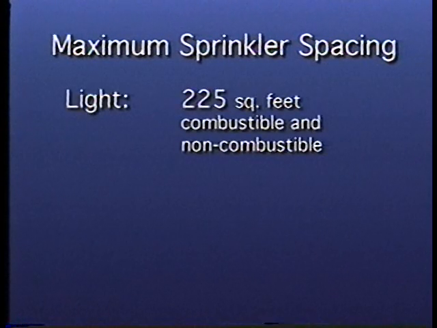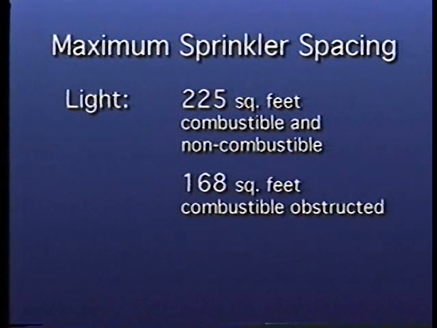The maximum area protected by an individual sprinkler affects the total number of sprinklers required. The NFPA 13 contains requirements for the maximum area protected by an individual sprinkler according to hazard classification and type of construction. Light hazard occupancies for hydraulically calculated sprinkler systems allow a maximum sprinkler spacing of 225 square feet in combustible or non-combustible construction and 168 square feet in combustible obstructed construction.